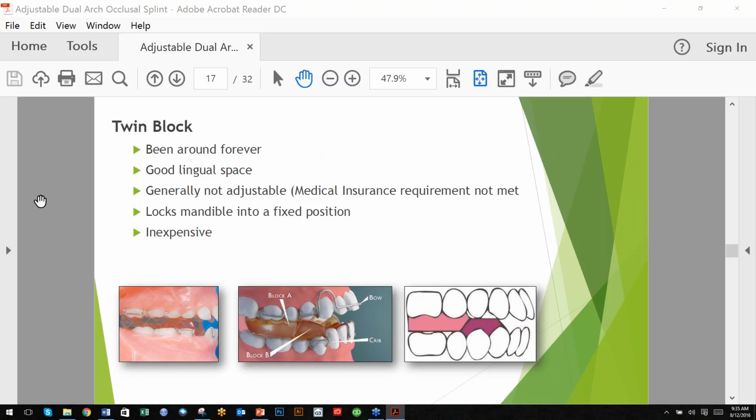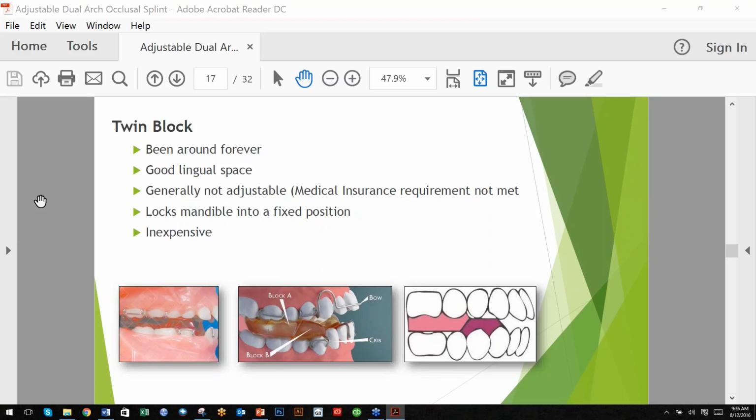Okay, so let's talk about twin blocks for a little bit. Twin blocks, just taking into account, they've been around for a while. They offer a lot of lingual space because there's nothing anterior, usually. They're generally not adjustable. So the medical insurance requirement is not met, but the dentists that use twin blocks are not typically billing insurance, okay? And the twin blocks, we all know, weren't designed or created for this particular purpose, managing the airway, but it does get used from time to time, so I thought I would mention it.